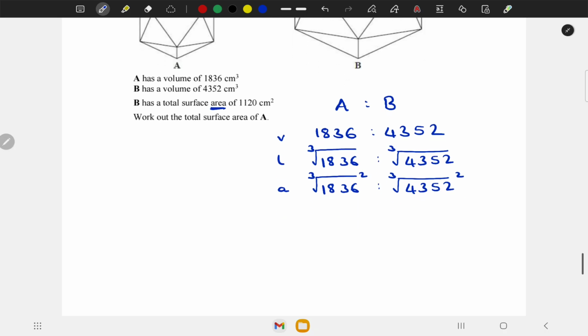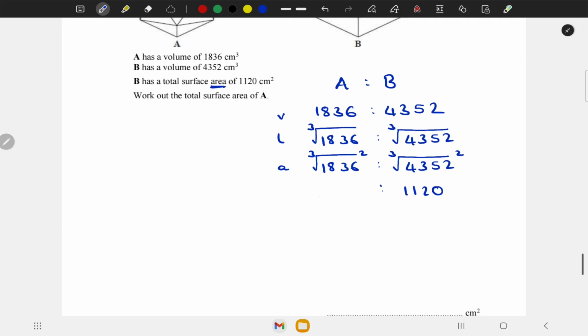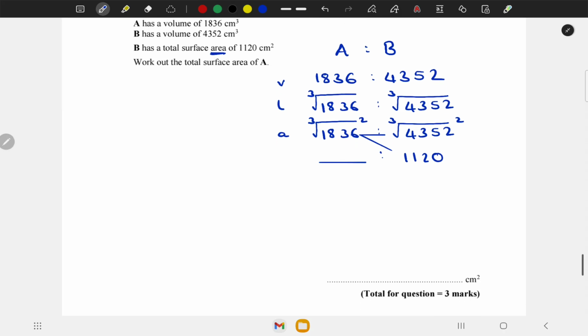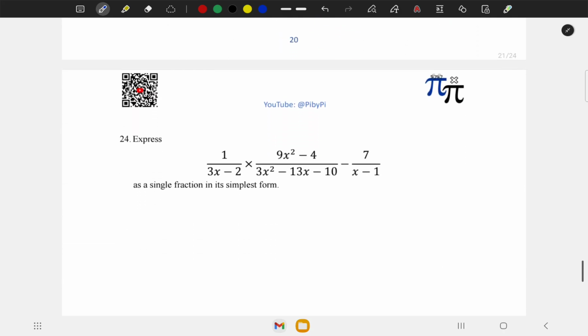Then I had been given the total surface area for B to be 1120. So I'm going to put this down here, and to find this missing value, I simply cross multiply this multiplied by this divided by this here. And when I do that, I will find my answer to be 630. So you could decide to cube root each one of these along the way, but I prefer not to, because the cube root of 1836 is going to be 12.24496531. I don't want to skew my answer, so I'm just going to leave it the way it is and work with it that way.